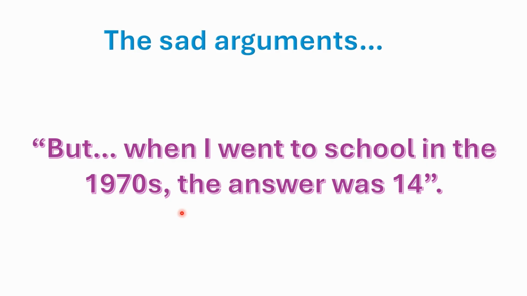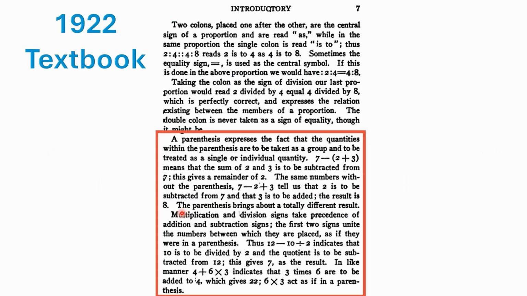But people will say, well, when I went to school in the 1970s, the answer was 14, or the 1980s, it was 14, or depending on how old the person is making the excuse, they'll say the 1960s, it was 14, or 50s, it was 14, 1940s, 1930s, whatever. And all those arguments really fall flat. That's not true. It's never been true. Multiplication has always had precedence over addition and subtraction.